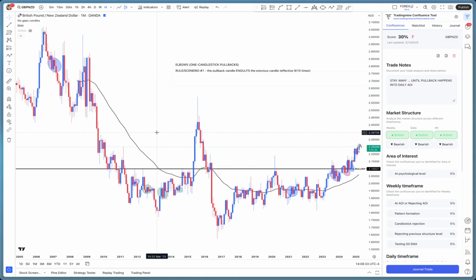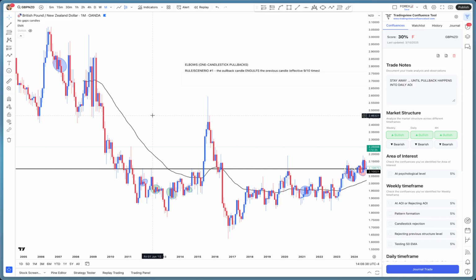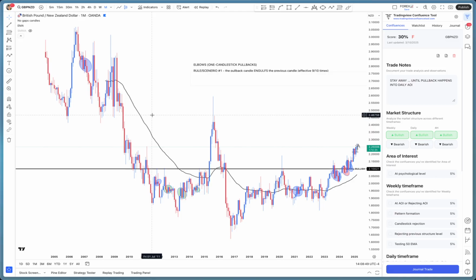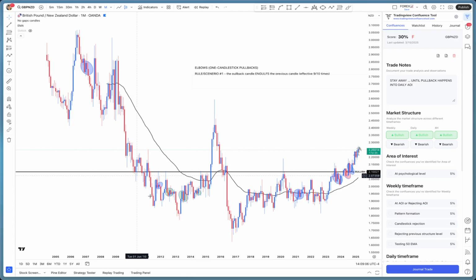So in scenario number one, the pullback candle engulfs the previous candle. Okay, and I find that to be effective about 9 out of 10 times. Now here on the monthly time frame, it's going to be nearly impossible for us to identify these or for these to be solid market structures. Okay, if we zoom in on the weekly time frame, on the daily time frame, on the 4 hour time frame, these become much more relevant and they become a lot stronger structures. But the monthly time frame doesn't really move. It doesn't really respect these type of elbows. In fact, the monthly time frame doesn't really respect structure at all.